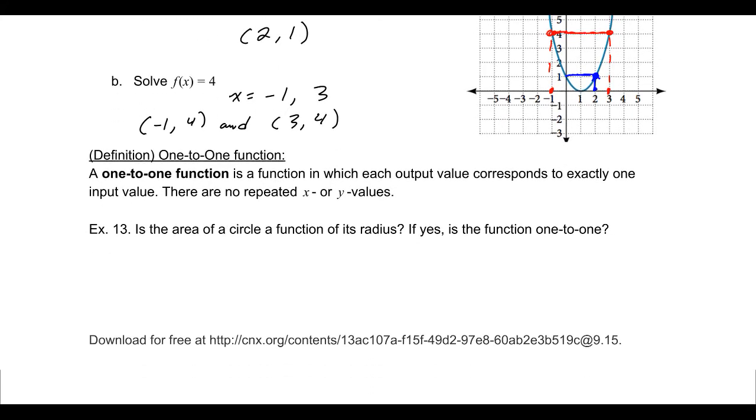Now the question we have here is: is the area of a circle a function of its radius? And if yes, is it one-to-one? That would mean, does a value of a radius give us a unique area? And the answer to that is yes. So this is a function.